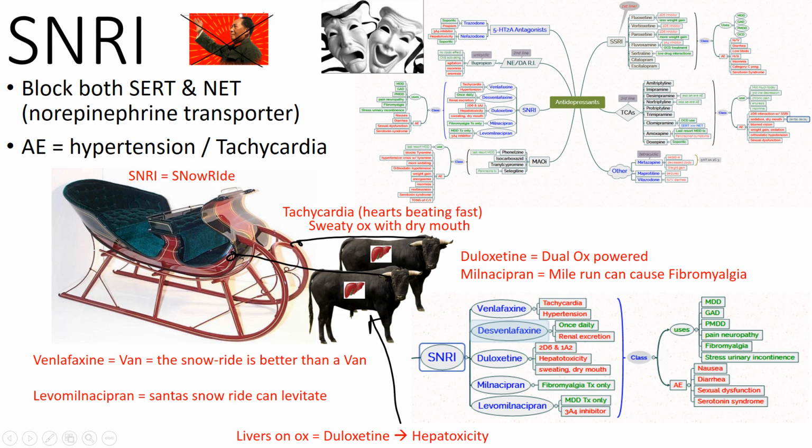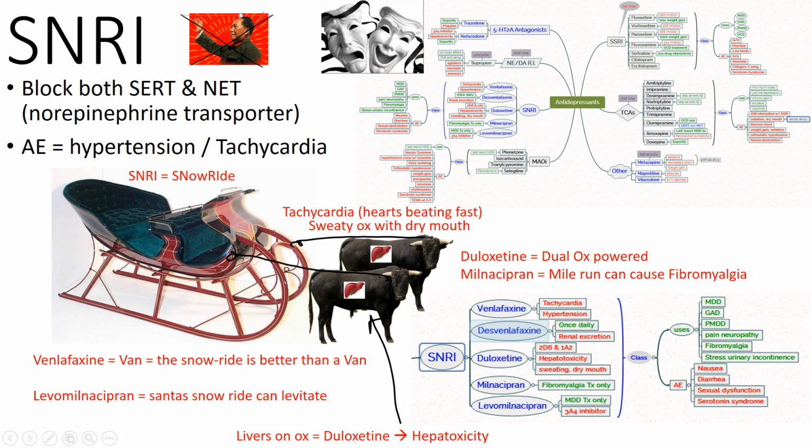Notice here, there are two oxes pulling this, dual oxes. So what is this? Duloxetine. So remember, duloxetine is associated with a snow ride. And then, how far can these dual oxes take you? Miles. So milnacipran, they can take you far. But if you go that far, your muscles will start hurting, and you may get fibromyalgia. Helping remember that milnacipran is only indicated for fibromyalgia.